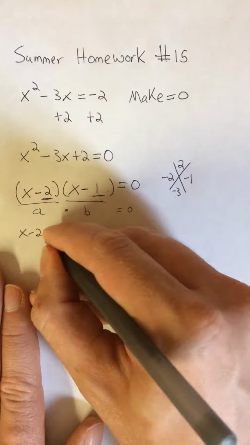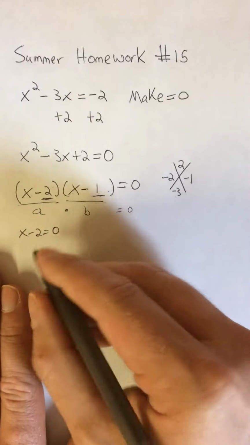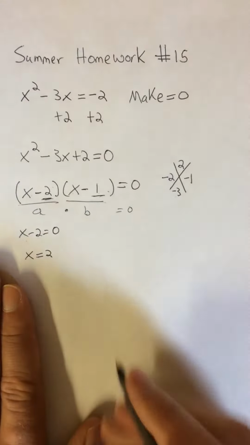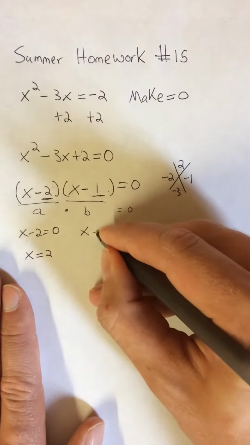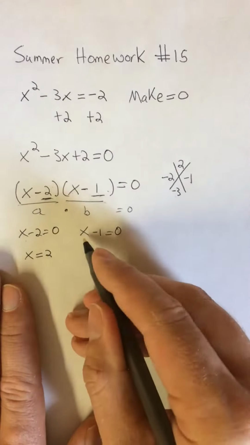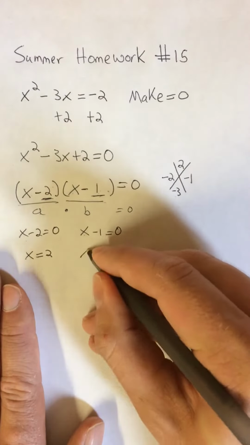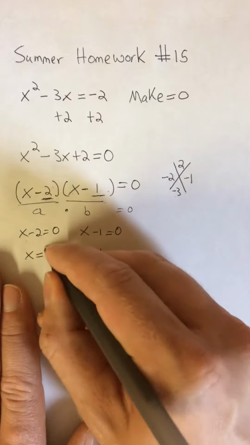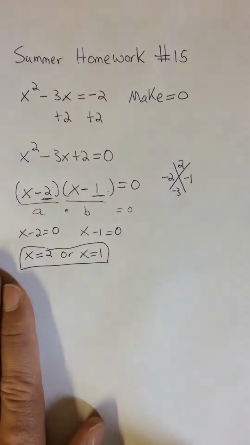If x minus 2 equals 0, we can solve this linear equation and get that x equals 2. 2 minus 2 equals 0. Or, if x minus 1 equals 0, 1 is the value of x that makes this true. And so x could be 2 or 1. Those are the two solutions to this quadratic equation.